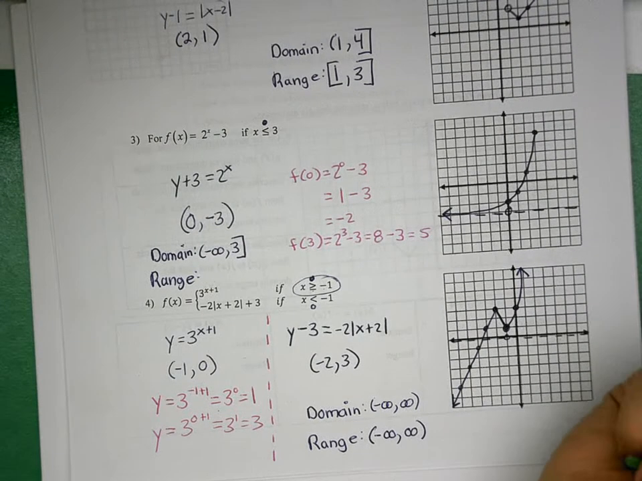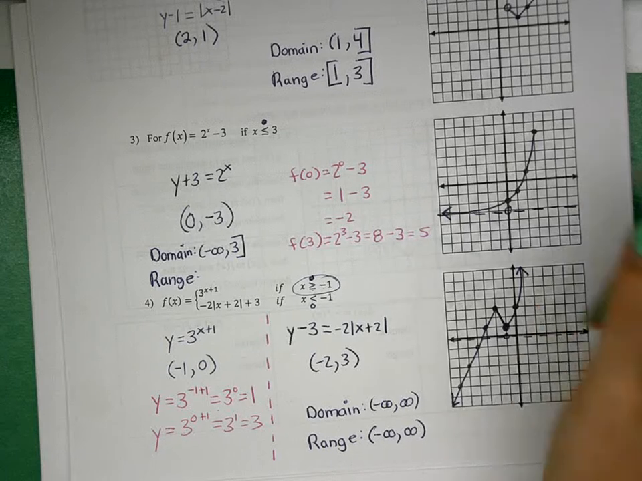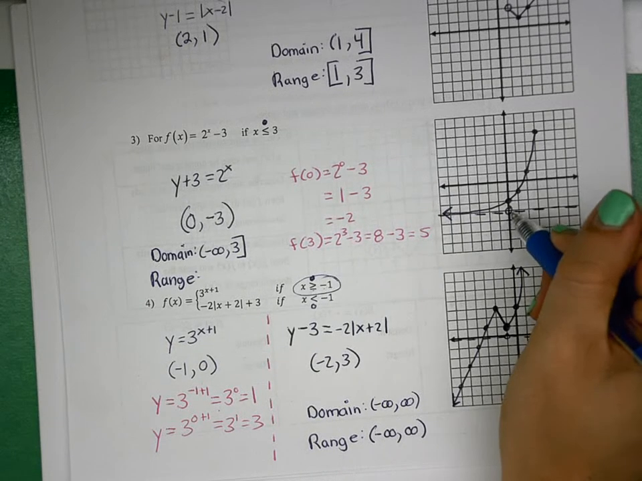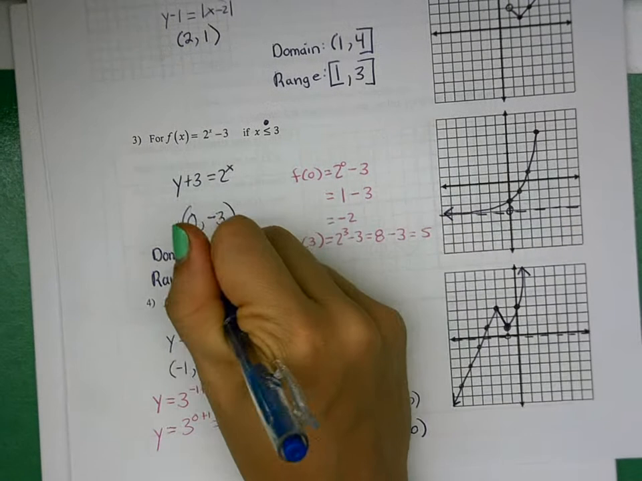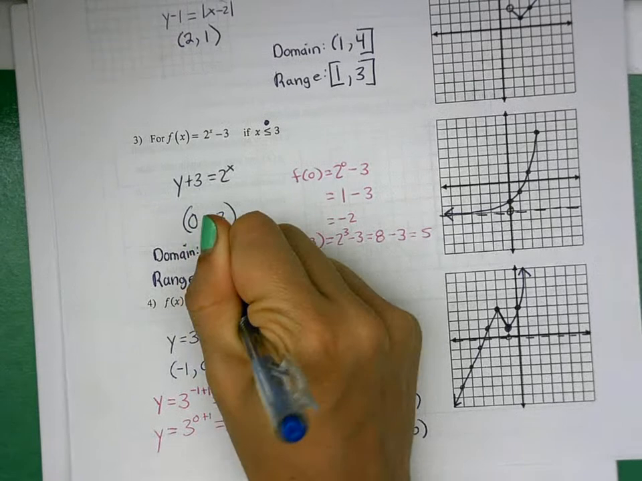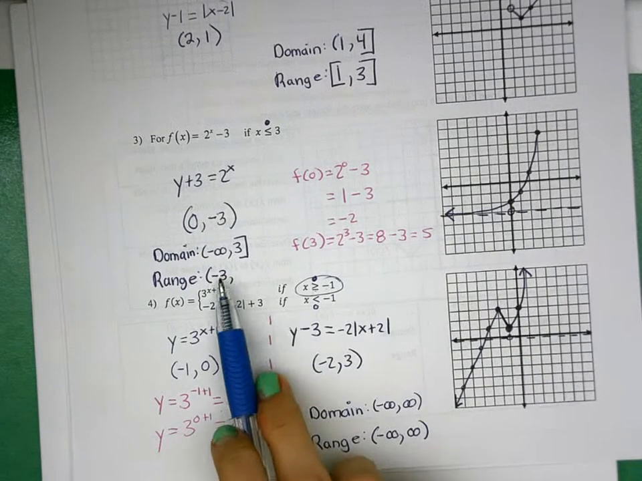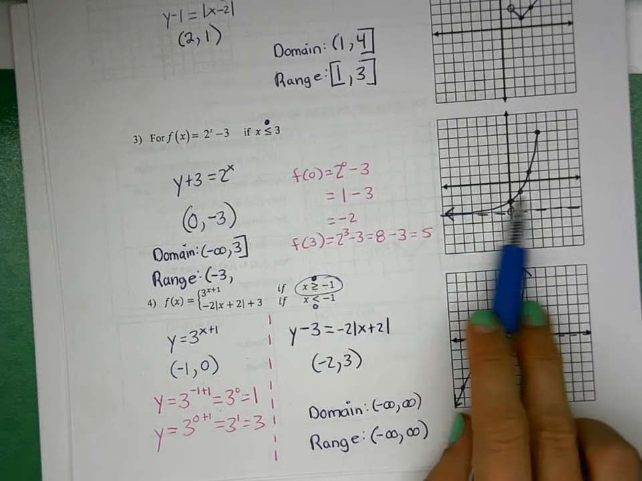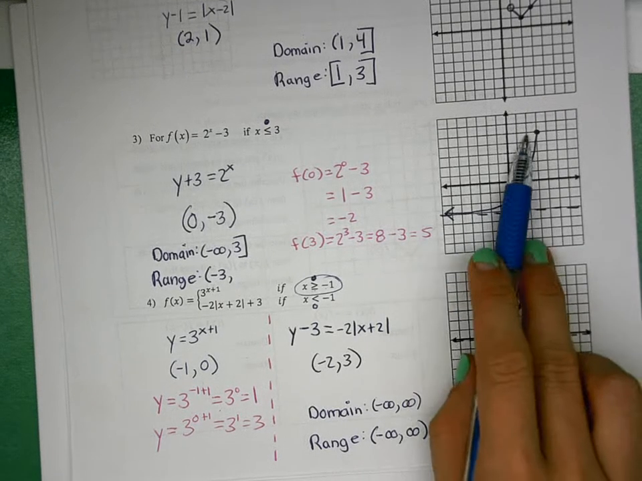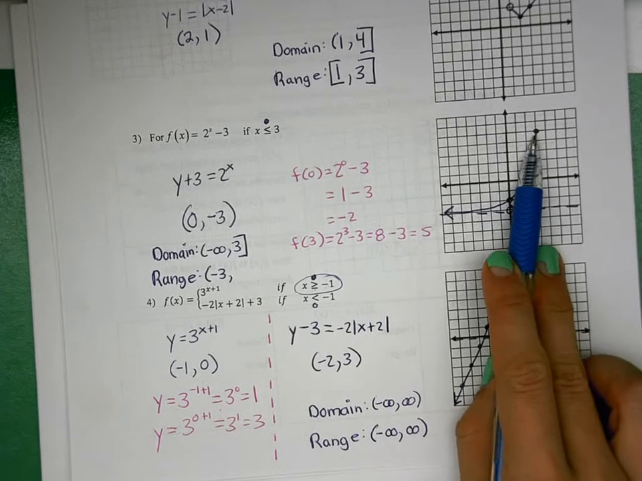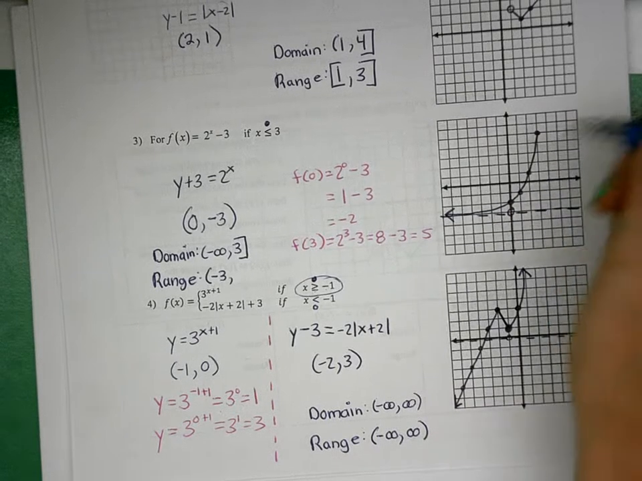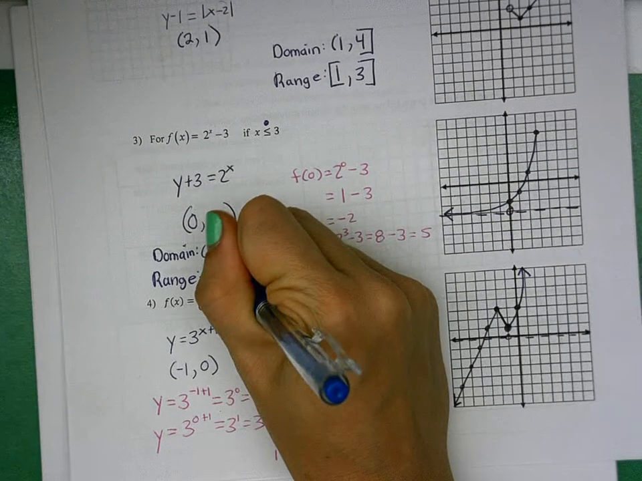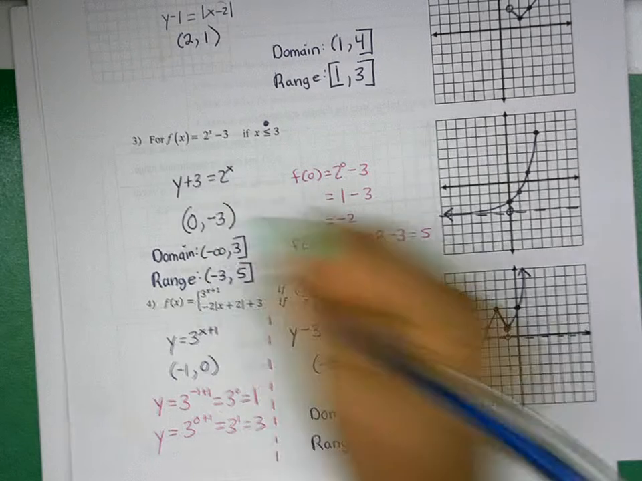Okay, range, the smallest y value that I see is down here at y equals negative 3. And because that's an asymptote, I don't actually have a point at y equals negative 3, so this is going to be a parenthesis. And then I work my way upwards. I've got something all the way to this point where the graph stops, which is at y equals 5. And because I have a point there, this is going to be a bracket.